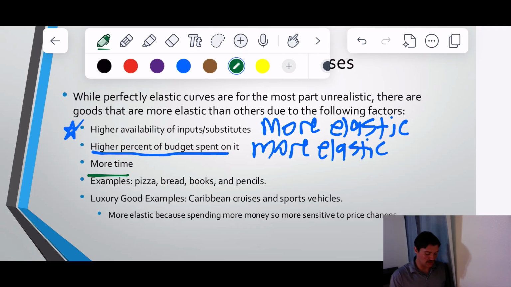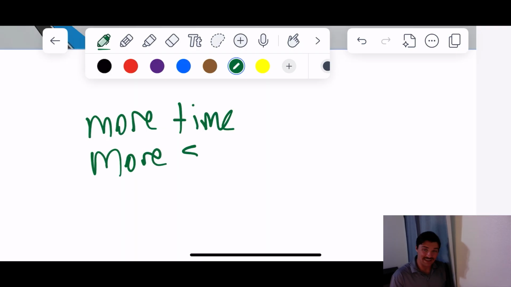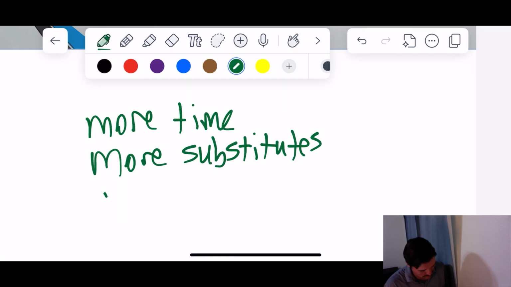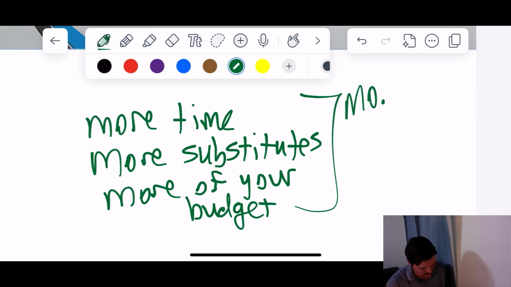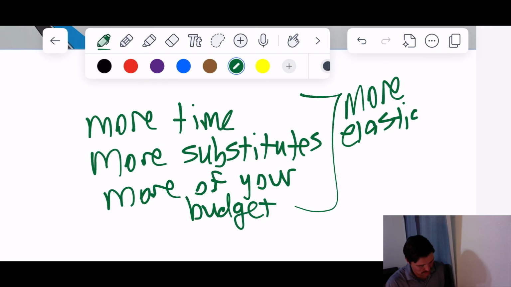The main thing I want you to remember about whether something is elastic or inelastic is more time, more substitutes, and more of your budget. These three things right here lead you to be more elastic.